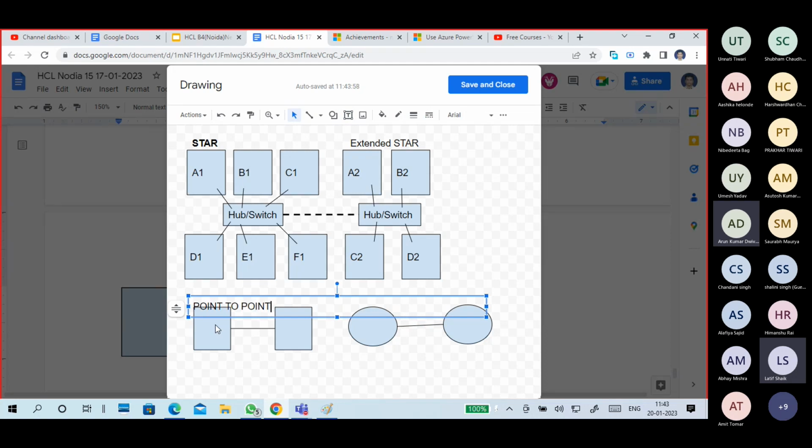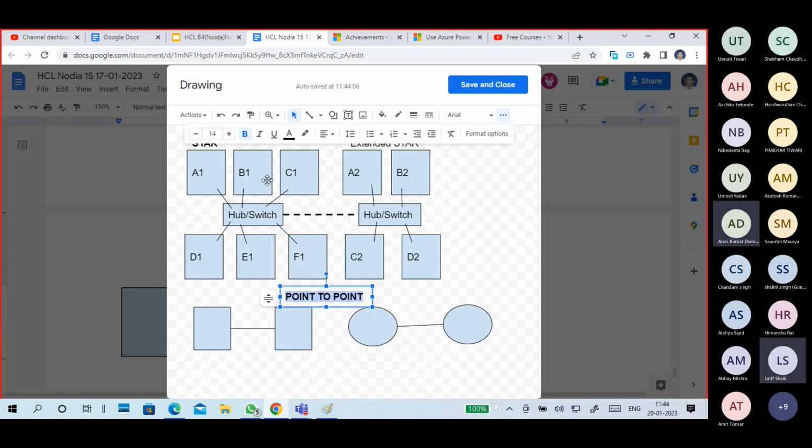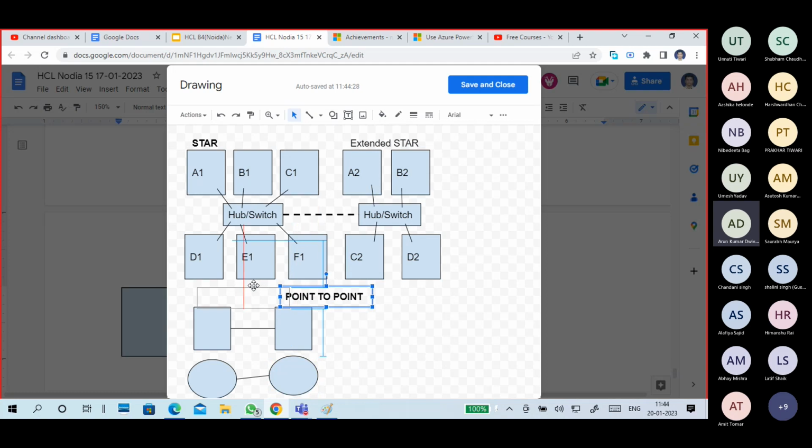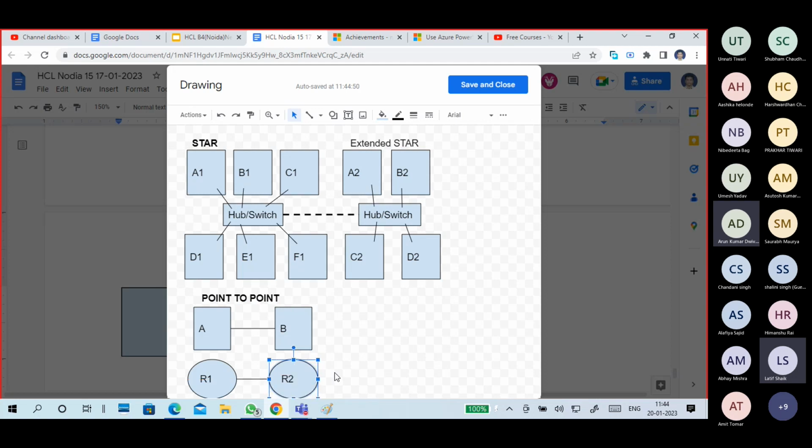Point to point topology. Okay, this is the point to point topology. I will tell point to multipoint, but the space is not there. For example, this is A, this is R1, this is R2. A direct connection of two devices is called point to point. That is the first thing.